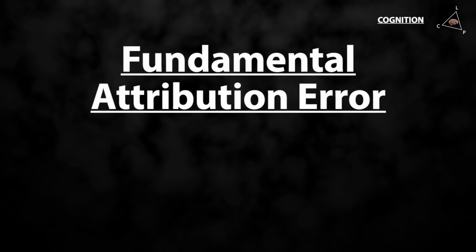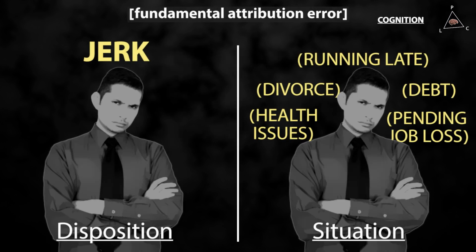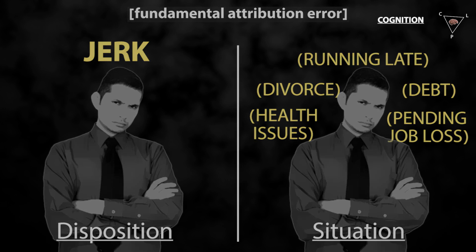The fundamental attribution error is something that arises when we evaluate behavior, whether it's our own or someone else's. The simplest way to think of it is as a matter of the way the person is versus the circumstances the person is in. When we're evaluating the behavior of other people, we tend to attribute more to the way that the person is than to the circumstances that they are in. And when we evaluate our own behavior, we do the exact opposite. That bias is the error.